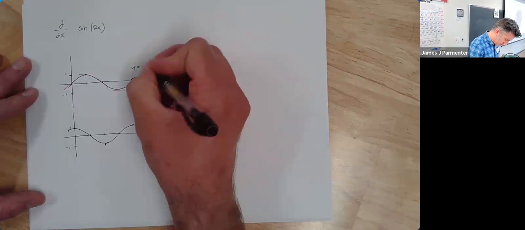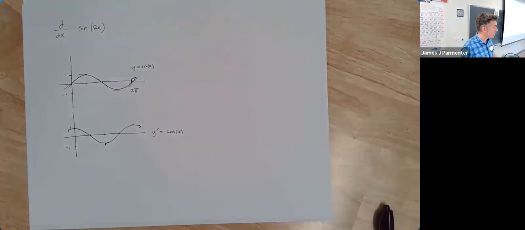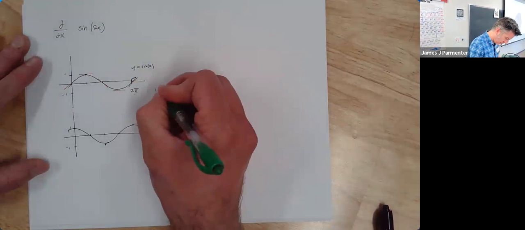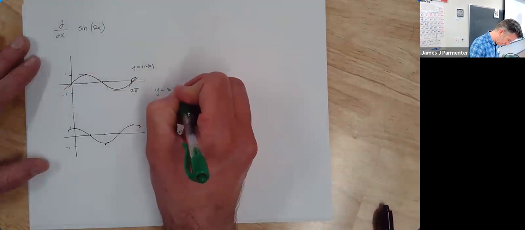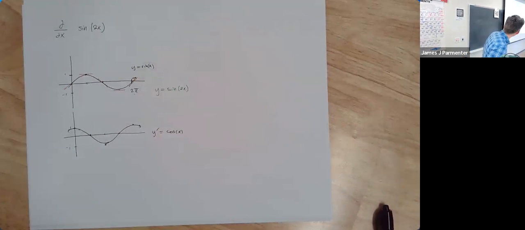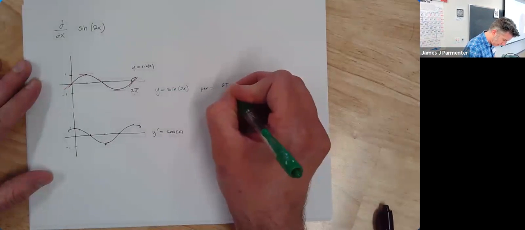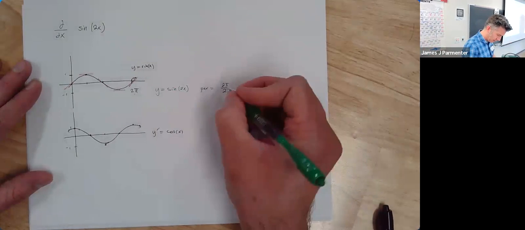So let's do the same sort of thing, but now for sine of 2x. For sine of 2x, I'll draw in green. I don't know if you can really see the difference in colors there, but oh yeah, you kind of can, right? Okay. So the only difference between sine of x and sine of 2x is that sine of 2x has a shorter period. The period for sine of 2x is 2 pi divided by 2 instead of 2 pi divided by 1.